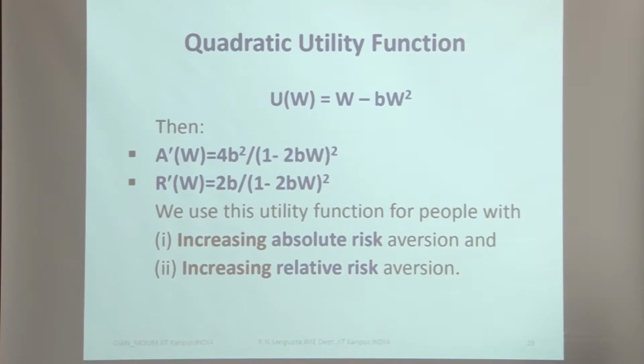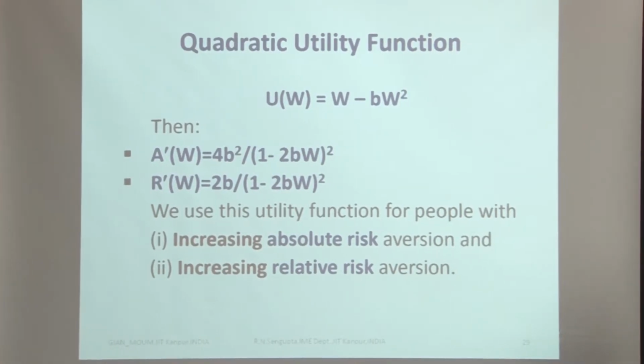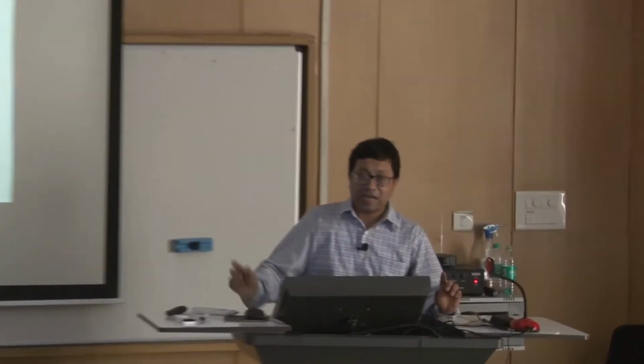So, B is basically positive or negative depending on the situation which you have. So, if you find out the derivative of A, the function which you have derived, and you find out the first derivative of R also, then the quadratic utility function has these properties.